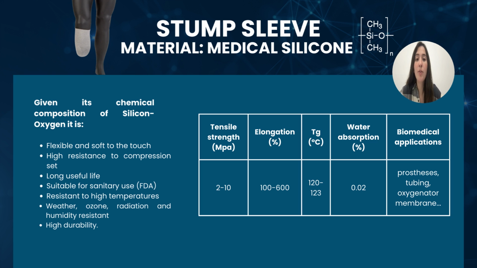Stump sleeve. For outdoor users, particularly with a high demand such as cycling, silicone is used without exception, as this material is very resistant. Some properties of these materials are shown on screen. It is flexible, suitable for sanitary use, high durability, resistant to high temperatures. We also see the tensile strength from 2 to 10, the elongation from 100% to 600%, and the biomechanical applications such as prostheses, tubing, and others.